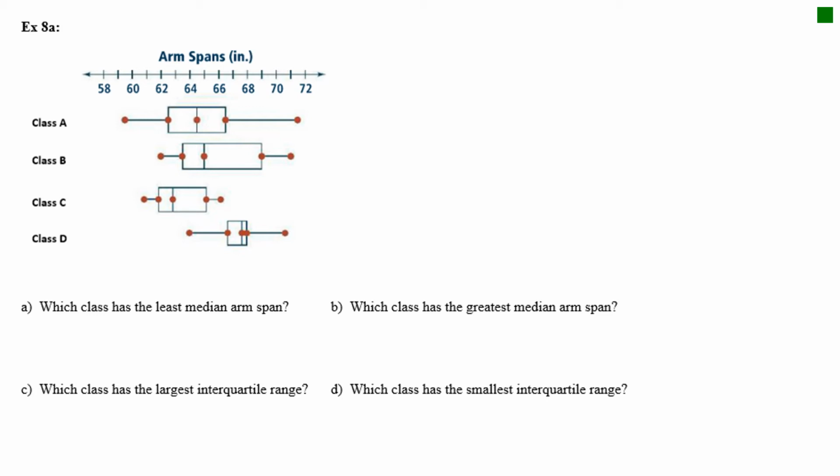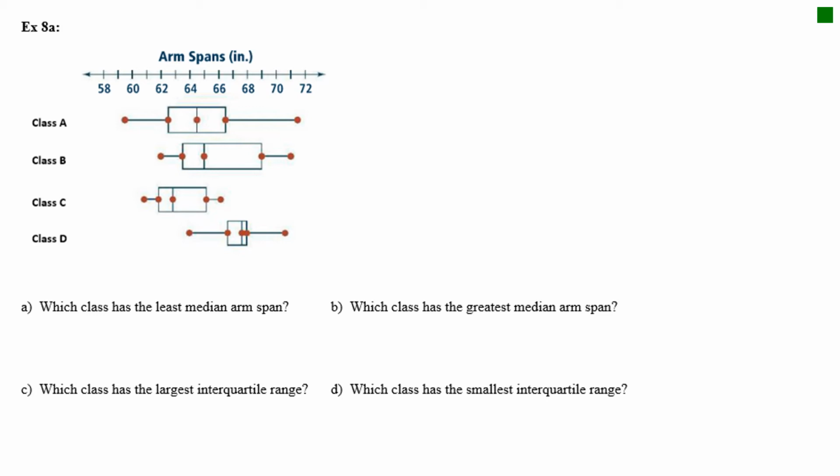Example 8A. So we're looking at 4 box and whisker plots. They're doing a comparison between class A, B, C, and D. They're looking at their arm span. Okay, so if you had your hands outstretched from middle finger to middle fingertip, that's what they're measuring here.